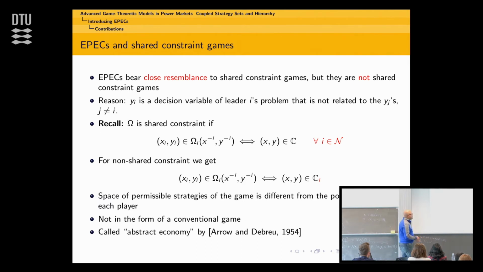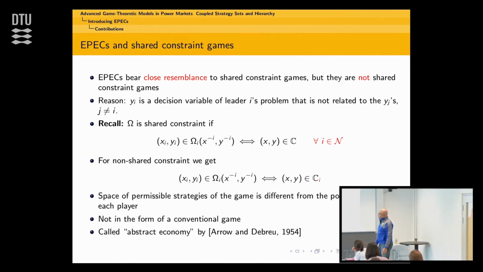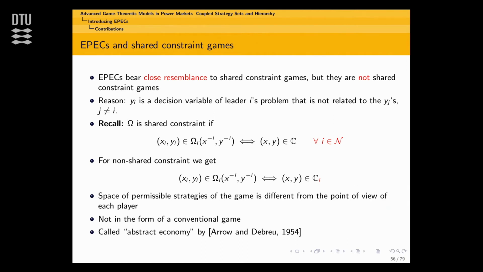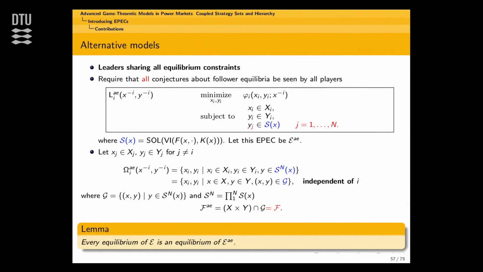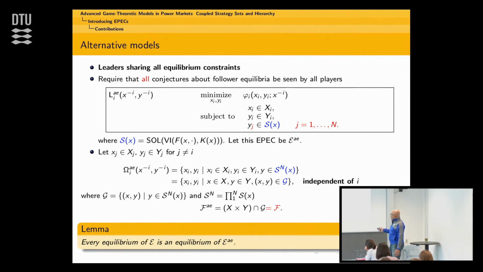So the space of permissible strategies for the game is different from the point of view of each agent. It's not the same, right? This is often called the abstract economy by Arrow and Debreu in their paper in '54. Okay, so here is one idea that we came up with.